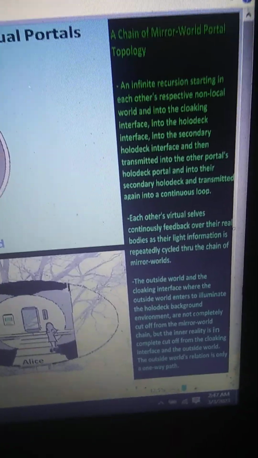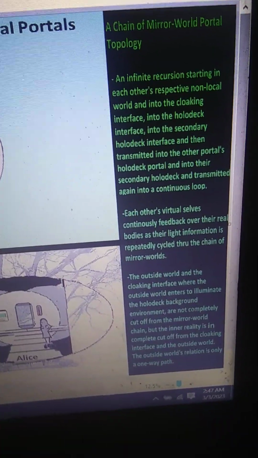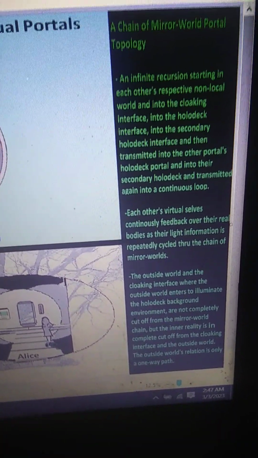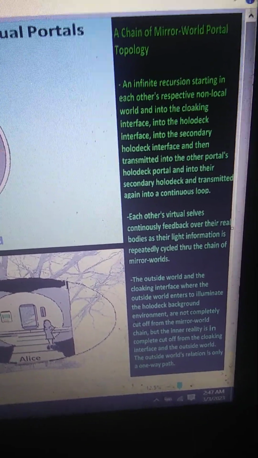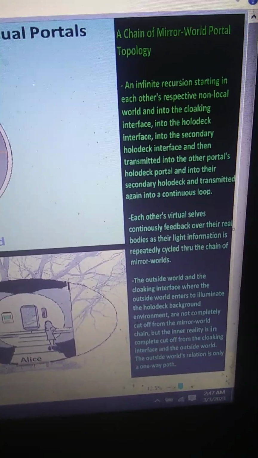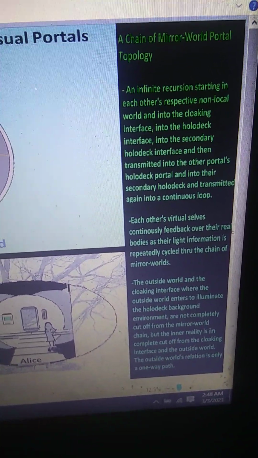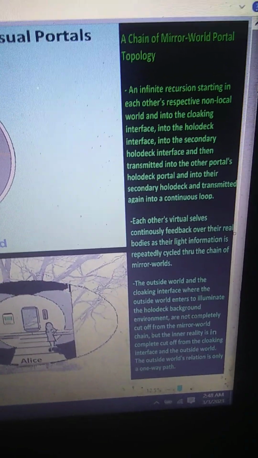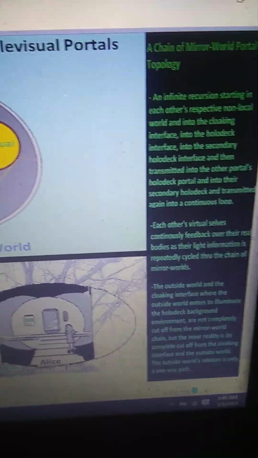The outside world and the cloaking interface where the outside world enters to eliminate the holodeck backdrop environment are not completely cut off from the mirror world chain, but the inner reality is in complete cutoff from the cloaking interface and the outside world. The outside world's relation is only a one-way path. And I'm going to read this.